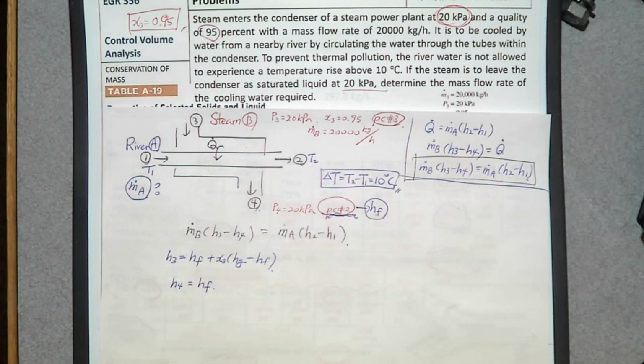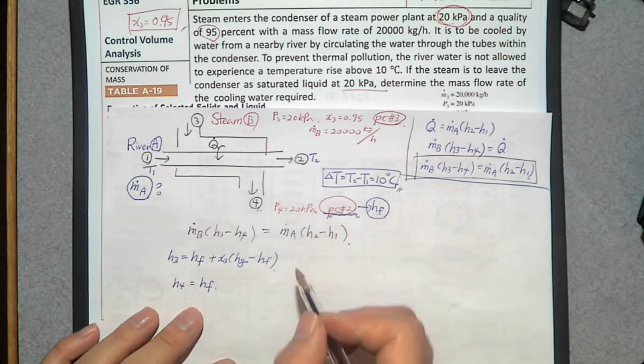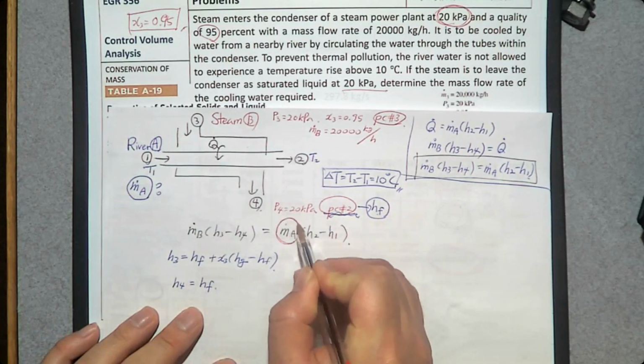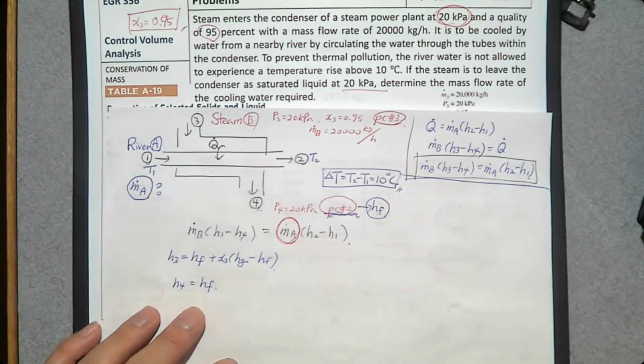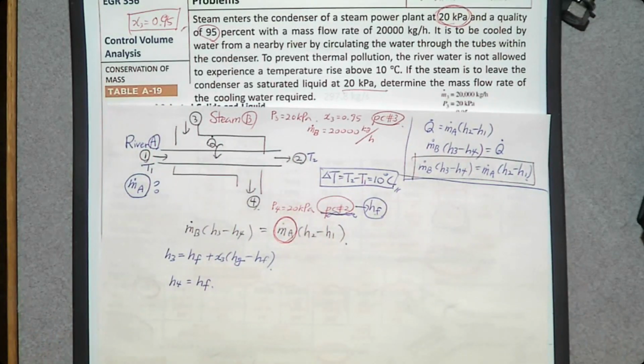And we already know m dot b. So the left-hand side is okay. Let's look at the right-hand side. What is m dot a? Do we know? We do not know. This is what we want to determine, so this is the unknown. What about h2, h1? We only know the temperature change. But what is the system?